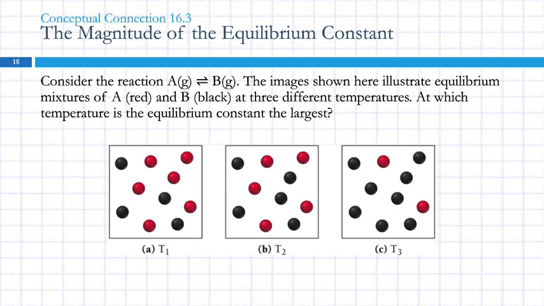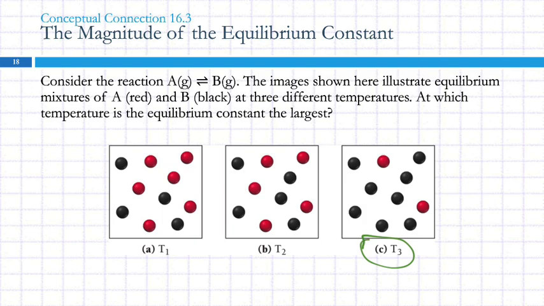So look at these pictures here. These are illustrating equilibrium mixtures of A, which is red, and B, which is black, at 3 different temperatures. And we have this reaction, A forms B. So at which temperature is the equilibrium constant the largest? C.